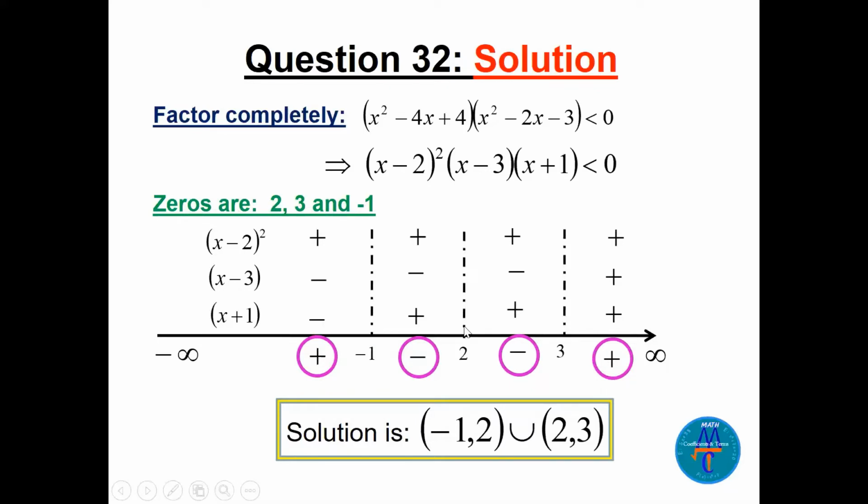I make a big table. I put all the factors here. I choose a test point. Then I take the result negative. Where is the negative? Between minus 1 and 2, union 2 to 3.